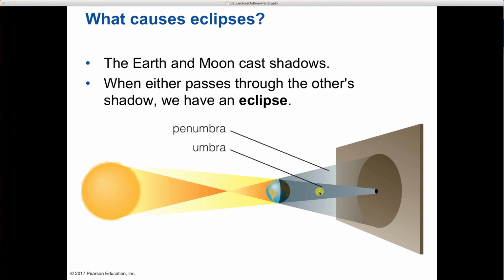But there's another part of the shadow. Because the sun is not a little tiny point dot of light, it's a ball of light, there are places in the Earth's shadow where you can see some of the sun. Not all of the sun is blocked, but some of the sun is blocked. So that is still part of the shadow. You're not getting the full sunlight hitting you, but there's still a lot of sunlight hitting you if you're in this region. That's called the penumbra. It's the not quite so dark part of the Earth's shadow.